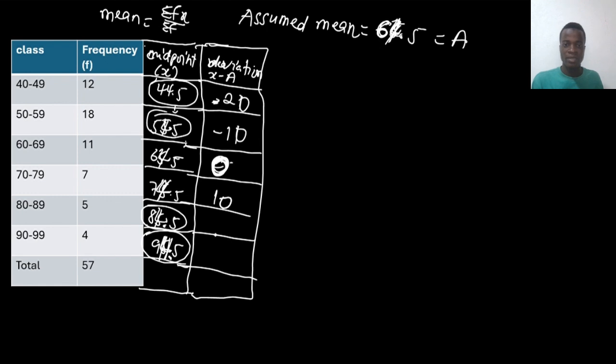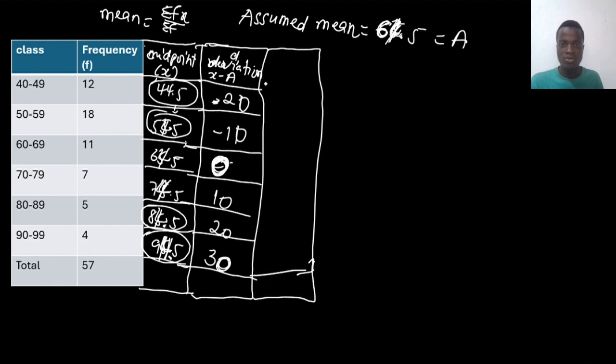Then you have 10. Then you have 20. Then you have 30. This is what we have for the deviation. So now the deviation, let's call it d, right? Now we haven't done this. We are looking for sigma fd first. So d is the one that we are going to use as our x. Instead of using x, we are going to use the deviation because now we have to remove some things. So we are going to call this fd.